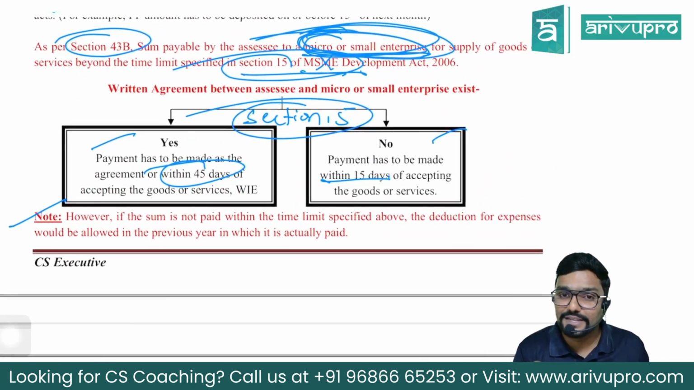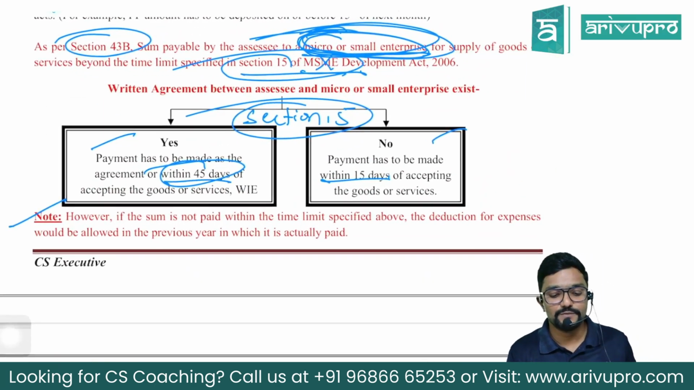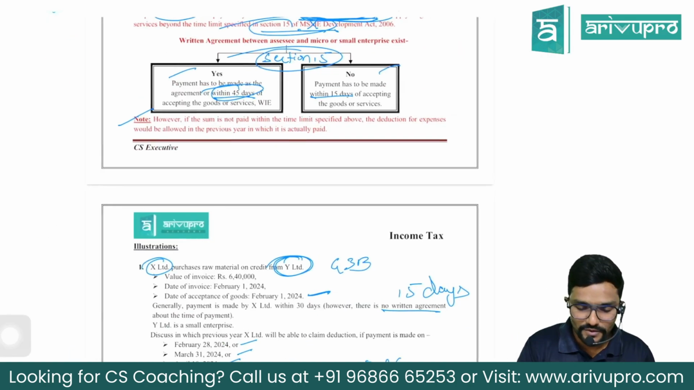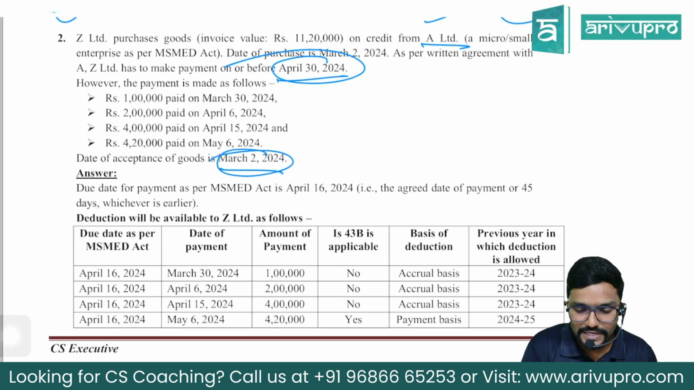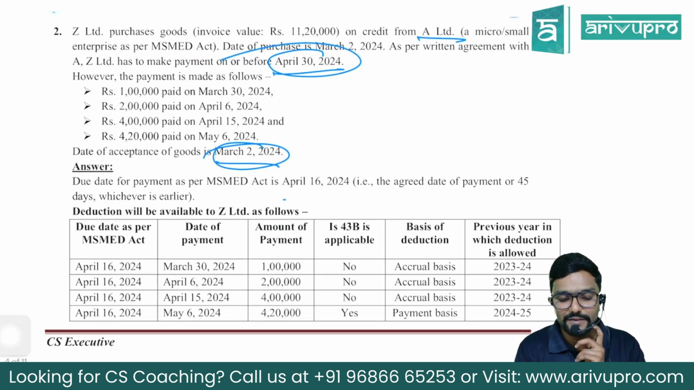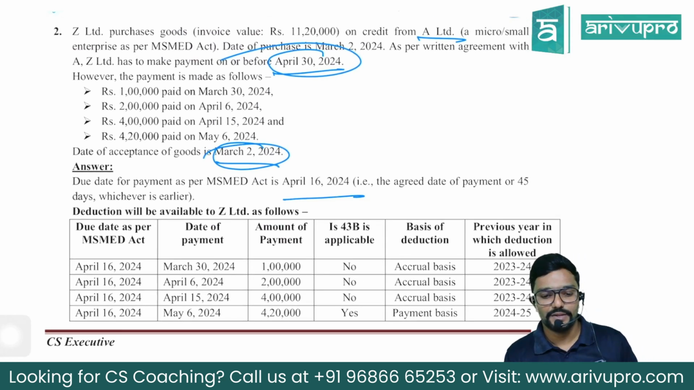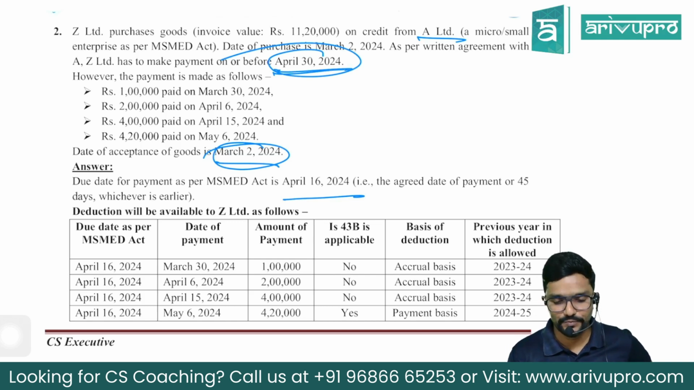The date as per the agreement or within 45 days, whichever is earlier. So, when the goods have been accepted, 2nd March, calculate 45 days from there. We will get April 16th. April 16th or April 30th, whichever is earlier, April 16th. So what is the due date as per MSME Act?